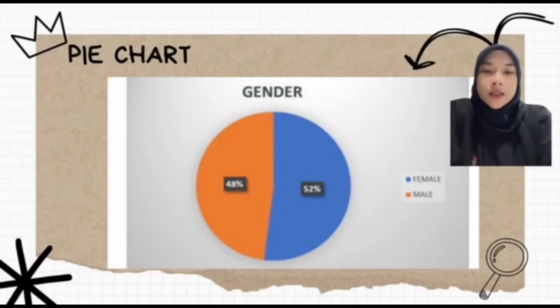This is the pie chart. The pie chart is divided into 2, which are female and male. The blue one is for female and the percentage is 52%, equal to 13 females. And for male, the percentage is only 48%, equal to 12 males.